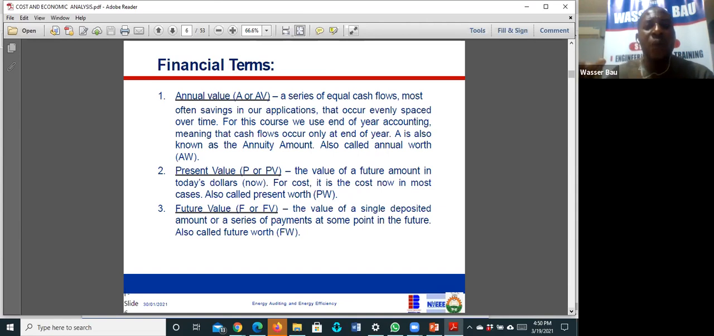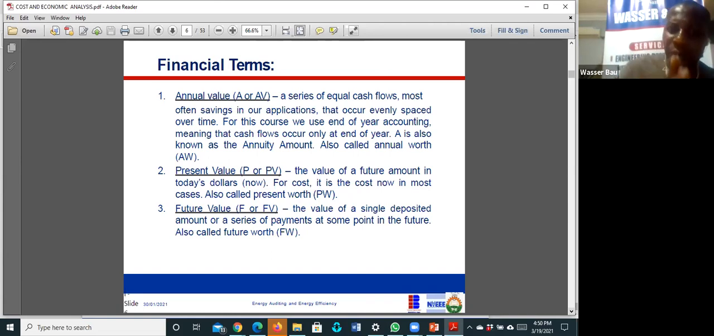So when you are quantifying a project based on the annual gain, based on the annual flow of cash, which usually occurs either at the beginning of the year or at the end of the year. But for the purpose of this course, we are using end of the year accounting. So every December, you have your meeting, your account, you pay your loans and share your profit.